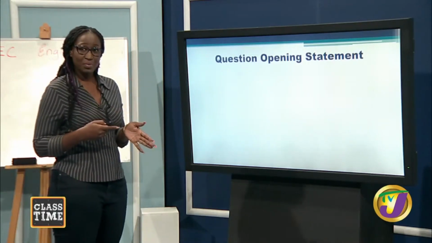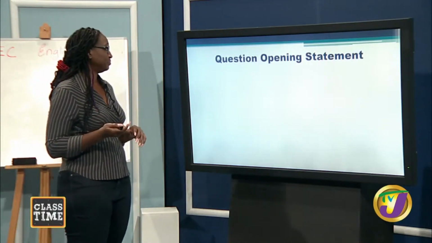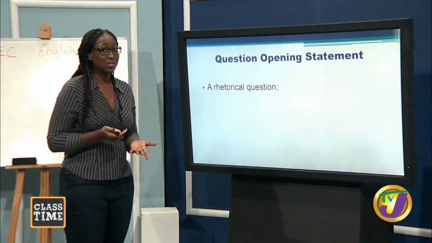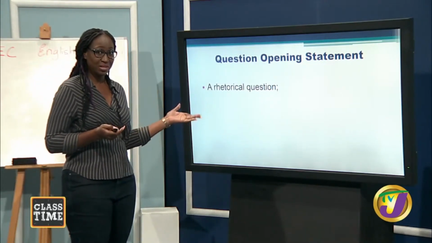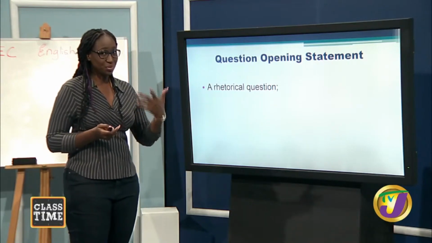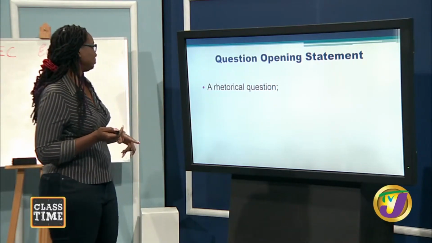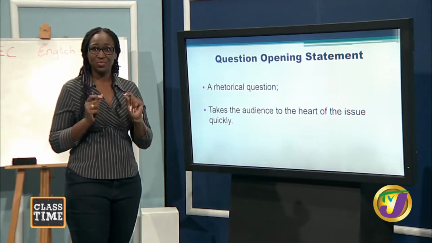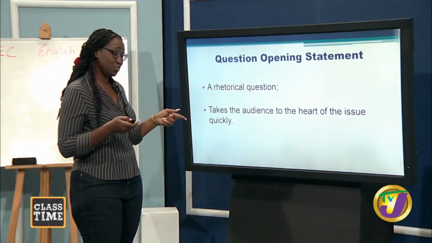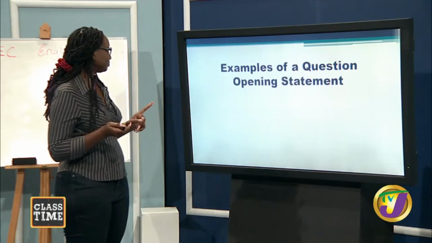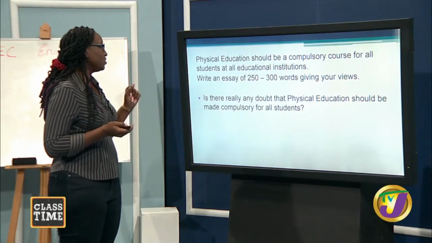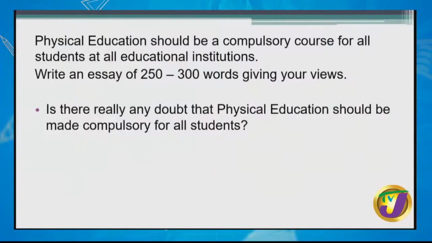So our next type, the question. And of course, if you're using a question, then what kind of question will it be? A rhetorical question. And we looked at how to use a rhetorical question earlier. So you're going to take your audience to the heart of the issue very quickly. That is the nature of a rhetorical question. Now here are some examples. So is there really any doubt that physical education should be made compulsory for all students?